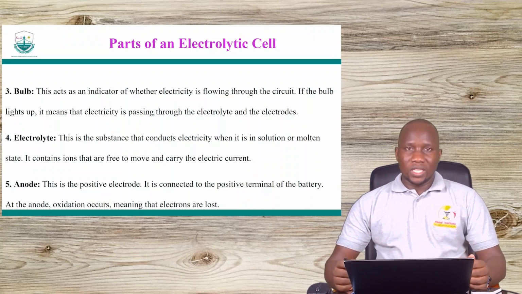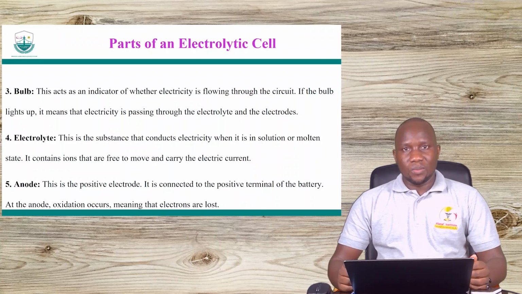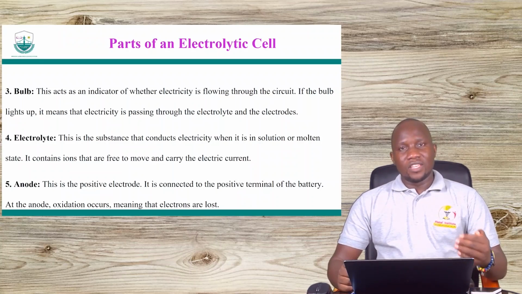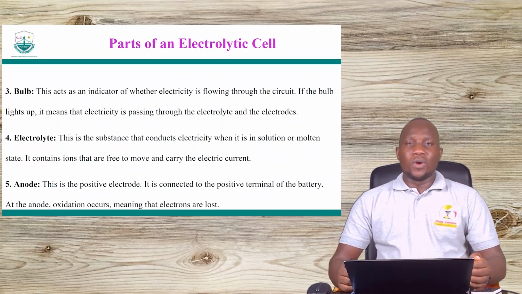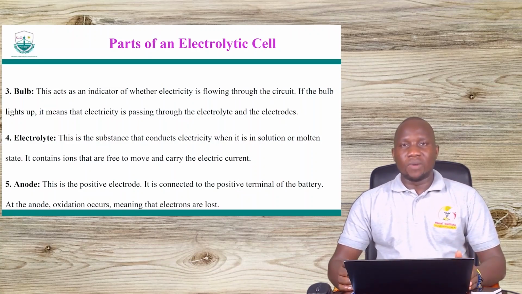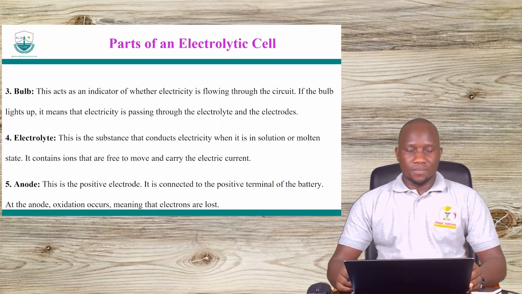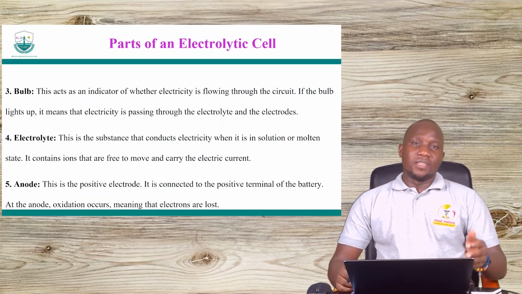The substance which, when in molten state or in solution, can conduct electricity, that is what we call an electrolyte. And we saw that this can be a strong electrolyte when it completely dissociates to form ions. It can be a weak electrolyte when it partially dissociates to form ions. And then now, the two electrodes.